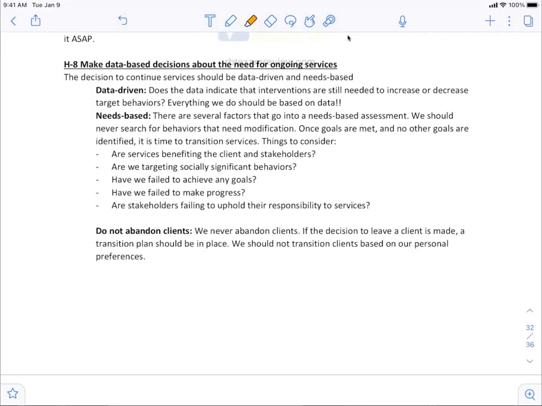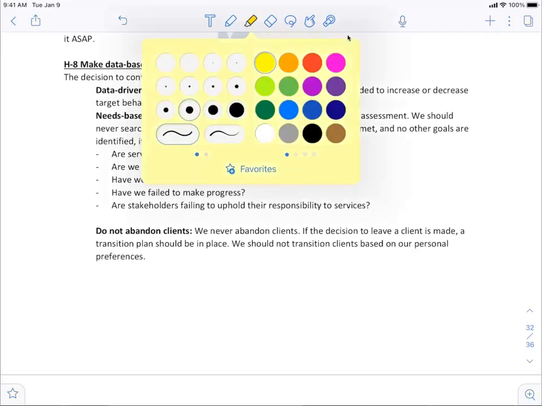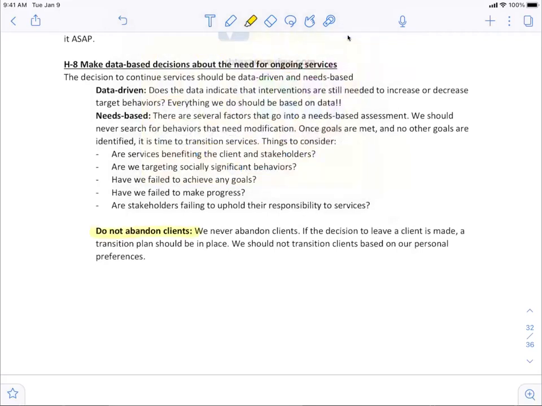The entire goal. But we don't abandon clients. First and foremost, do not abandon clients. If the decision to leave the client is made, there should be a transition plan in place. We should give them plenty of notice and plenty of time. The decision needs to be data-driven. Everything is data-driven. Don't just make assumptions on need, all right?